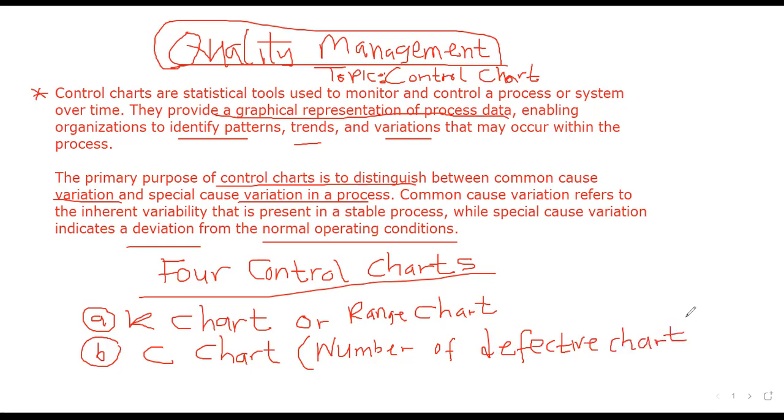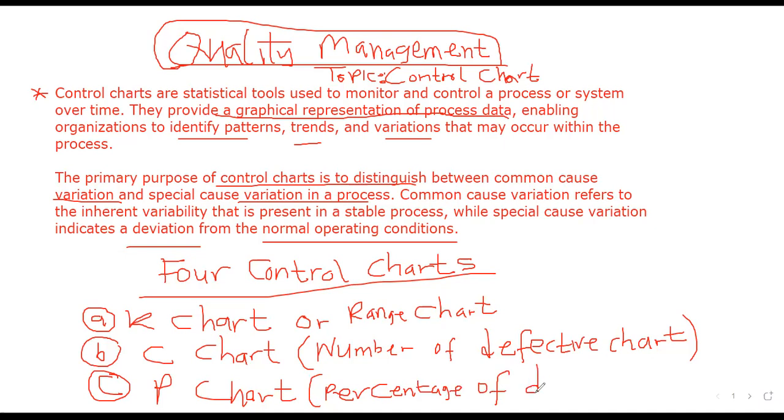Then we have the other one, the P chart, also called the percentage of defective chart.